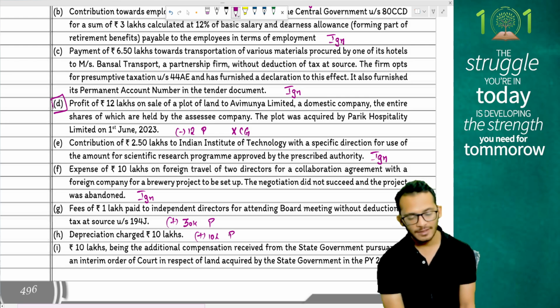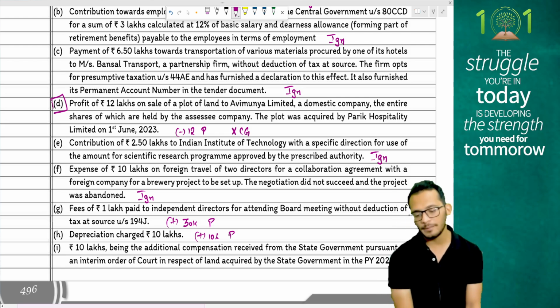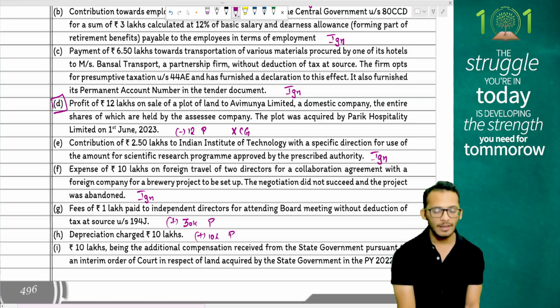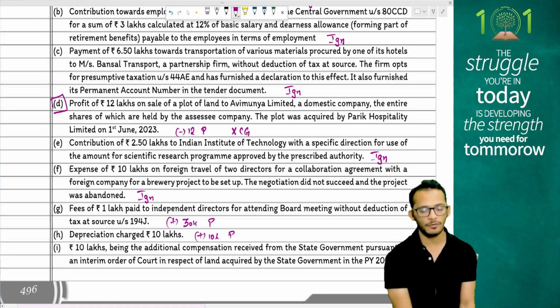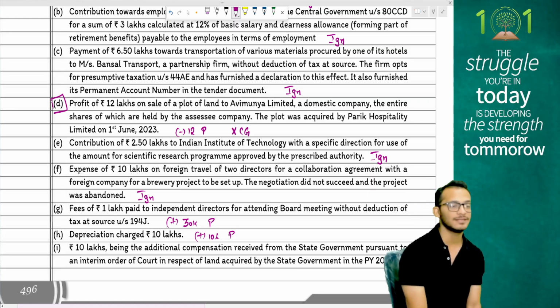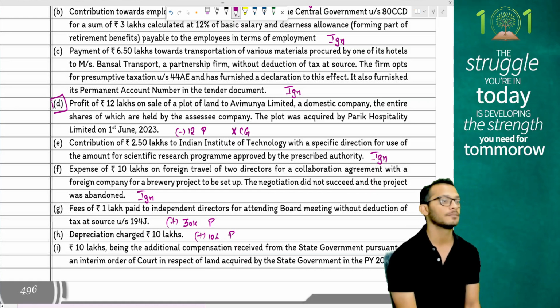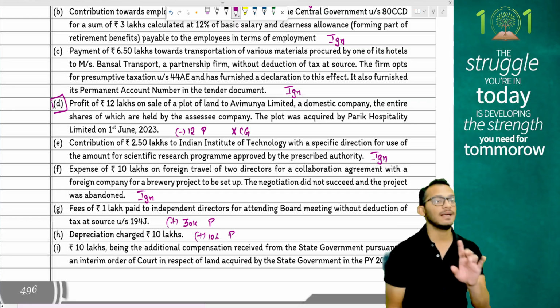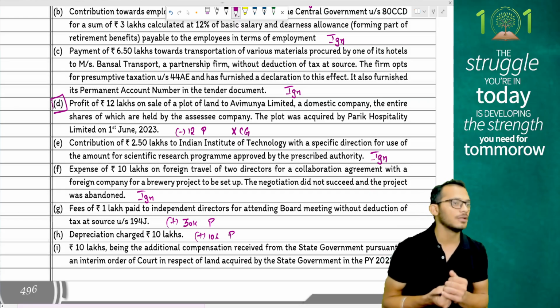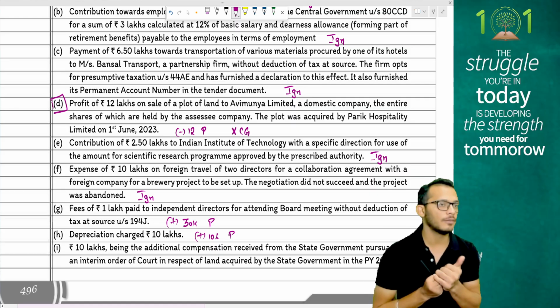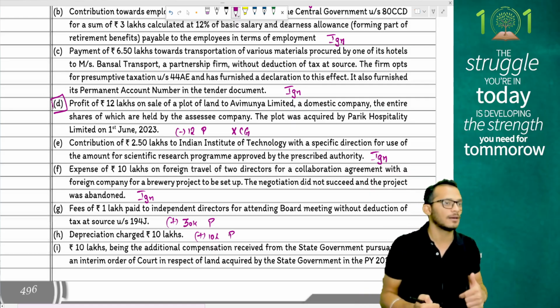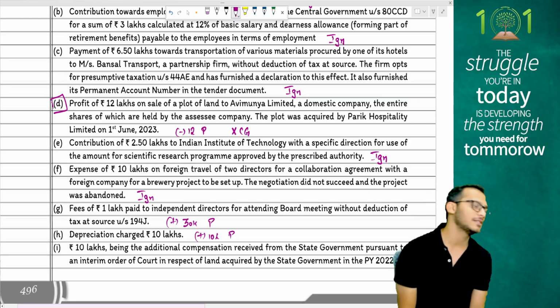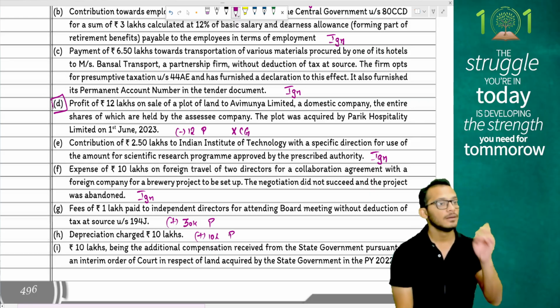Next comes 10 lakhs being additional compensation which is received from state government pursuant to an interim order of court in respect of land which was acquired by the state government in 22-23. People, where does it being discussed? We have it in capital gains. People, notice the lines very carefully. 10 lakhs is towards my enhanced compensation. It is not interest on enhanced compensation. It is the compensation itself which has come to me, and therefore it's part of capital gains.